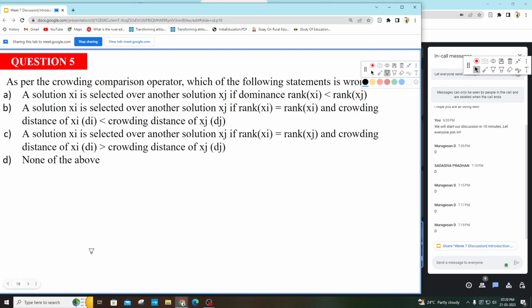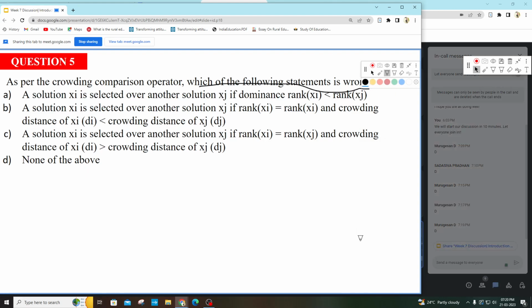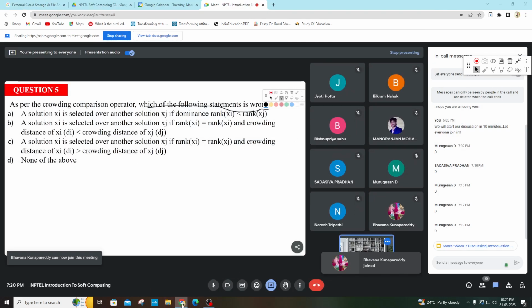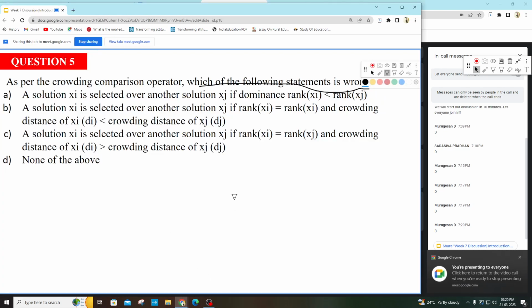So any guesses for this? Which one of the following statement is wrong? Here you have to find out which one of the following statement is wrong. So any guesses for this? Yeah, Murugesh is telling B. Any other guesses? Sir, I think also B is the wrong. Okay, you are telling B is wrong. Okay, so let's check one by one.